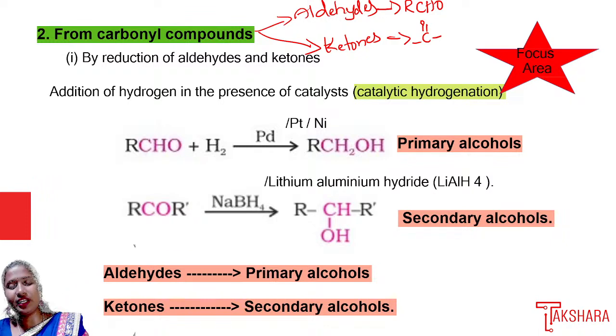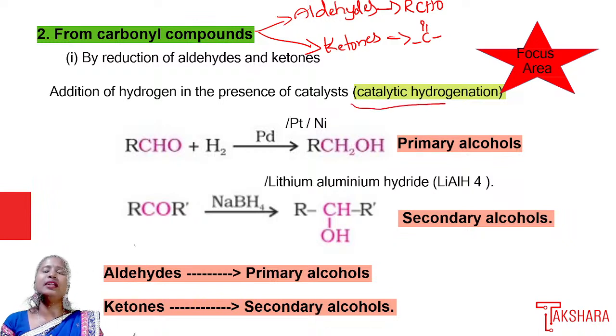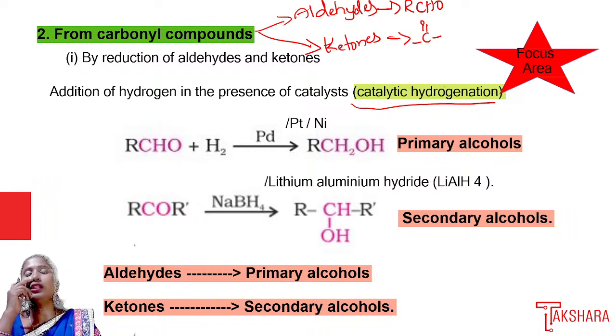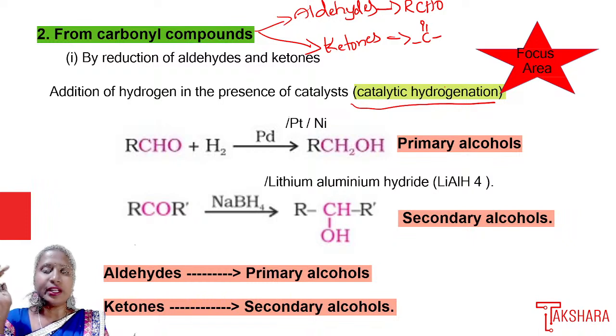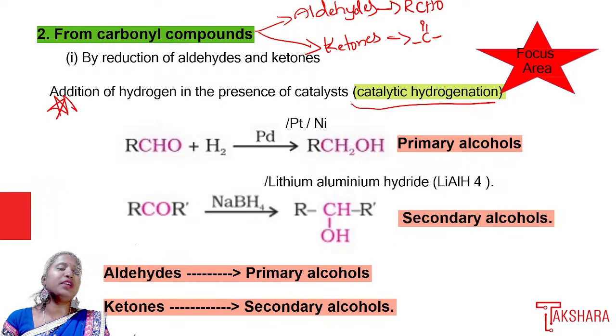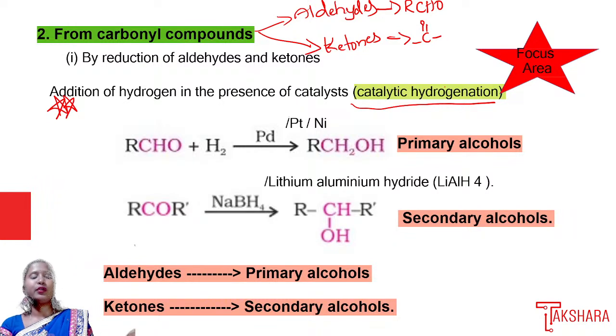Addition of hydrogen to aldehydes and ketones in the presence of some catalyst, we call it catalytic hydrogenation. So what is the meaning of catalytic hydrogenation? Addition of hydrogen in the presence of a catalyst. Addition of hydrogen in the presence of what? Catalyst is called what? Catalytic hydrogenation. See, this is very, very important for the exam. This chapter has a focused area.